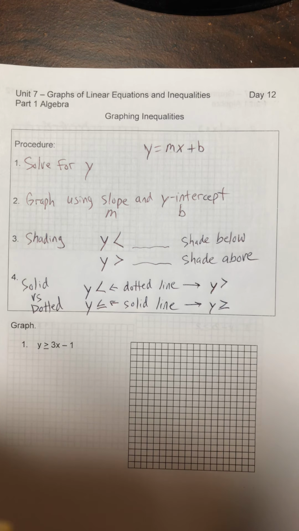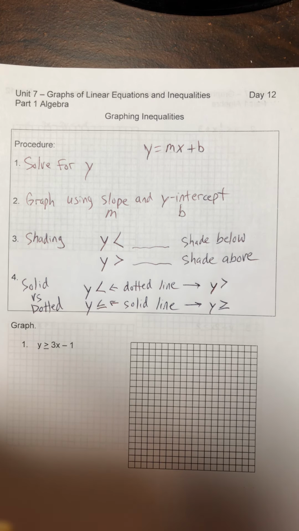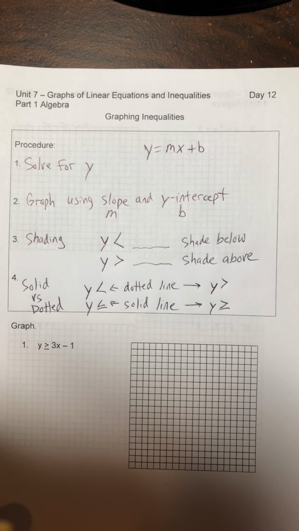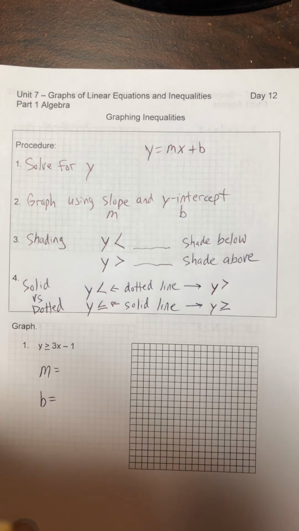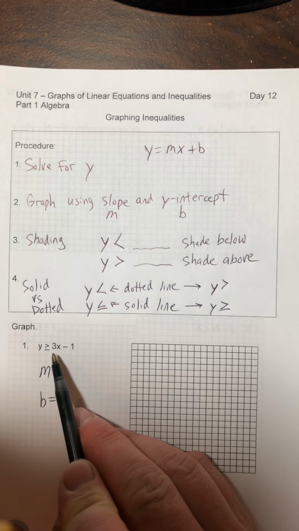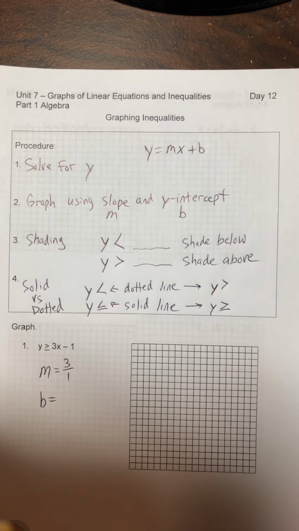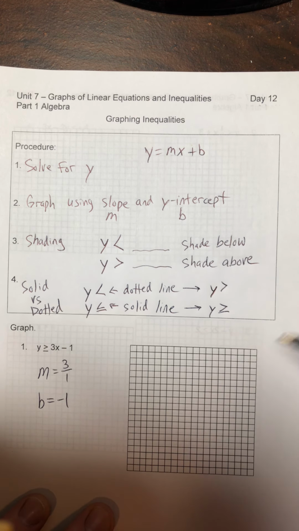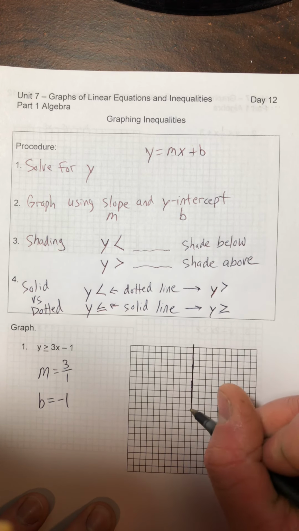Number 1, y is greater than or equal to 3x minus 1. First step's done for you. Y is already by itself, so you're good there. Step 2, we're going to graph this thing using our slope and y-intercept. So a little review, identify the slope and y-intercept. You can tell just by looking at the equation, hopefully. M is 3, or 3 over 1. Your y-intercept is -1. All right, we're going to graph this. Again, hopefully have a ruler. If not, if you don't even have your notes, just freehand it, that's fine. You get the idea.